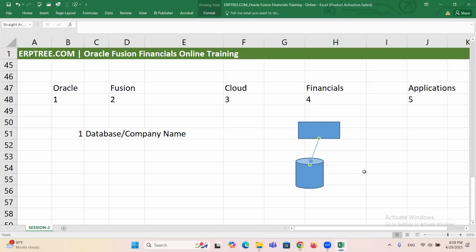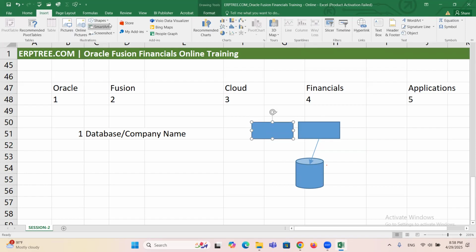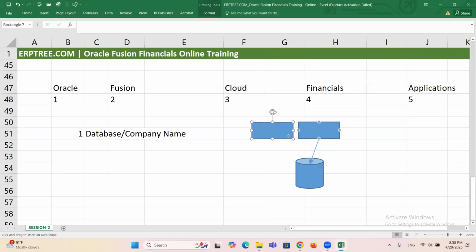So you don't need to learn SQL now. This is how they created multiple pages. For each and every application, they created multiple pages. All these pages they connected with a database.